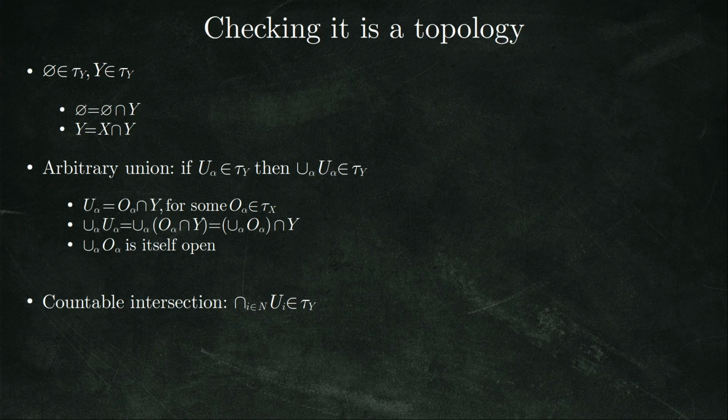Now finally, for the countable intersection, you can have a go on your own. It's very, very similar to the union.